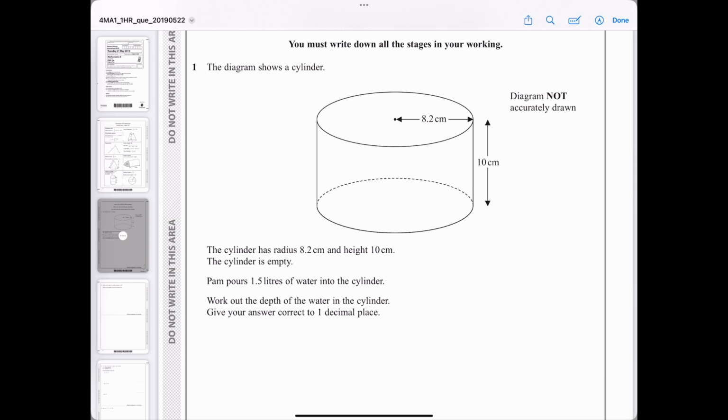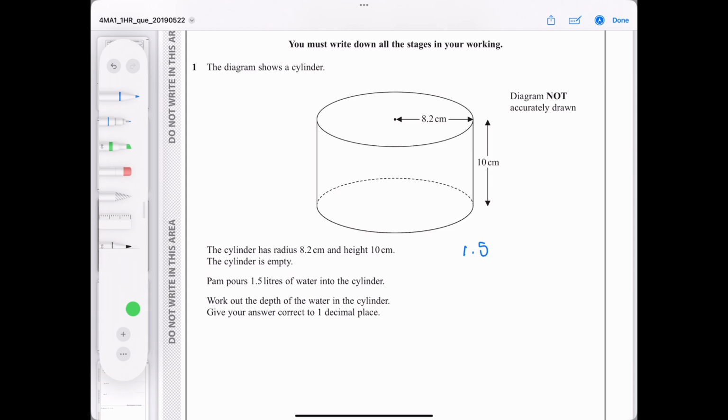So 1.5 litres of water is 1500 millilitres. So presumably that will take up, well, we'll see. So let's work out what the area of the circle is.